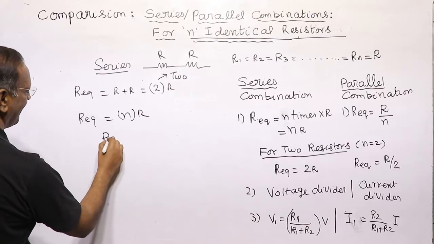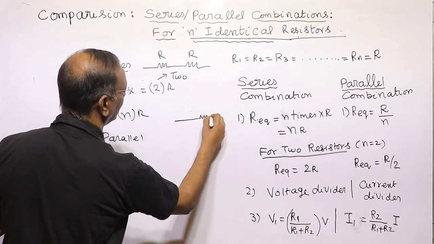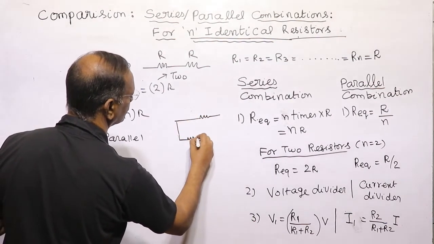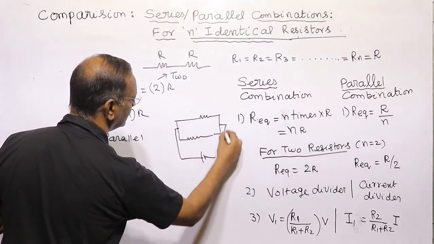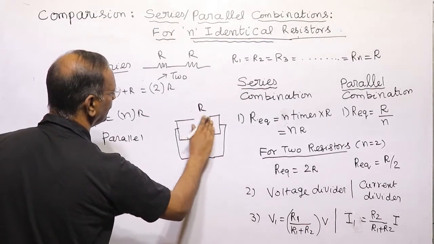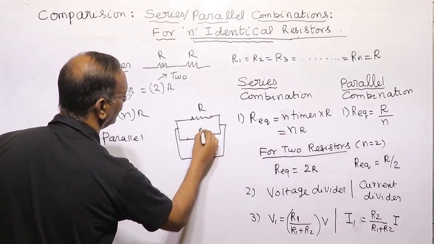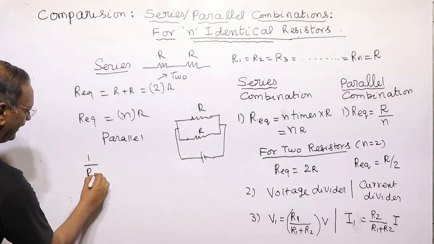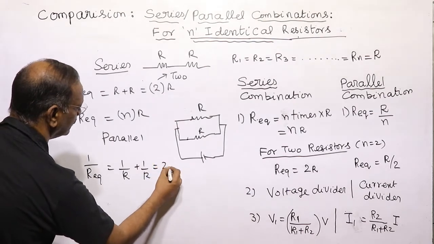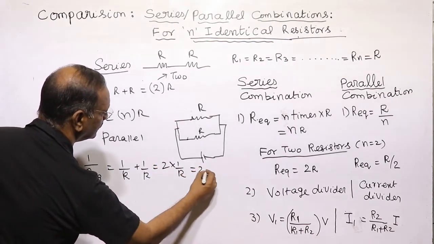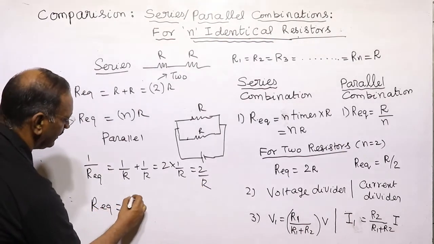Now for parallel, two resistors are connected in parallel across voltage. Now voltage is not required. So this is R, this is R, and this is equal to R. So 1 by R equivalent is equal to 1 by R1 plus 1 by R2, which is equal to 2 into 1 by R, which is equal to 2 by R. R equivalent is equal to R by 2.